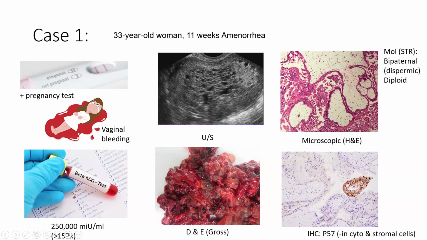Then she had the ultrasound, and you can see what there is on ultrasound. Actually, the obstetricians or the sonographers call this the snowstorm appearance. There's no fetal pole, no fetal parts, no fetal heartbeat for sure.